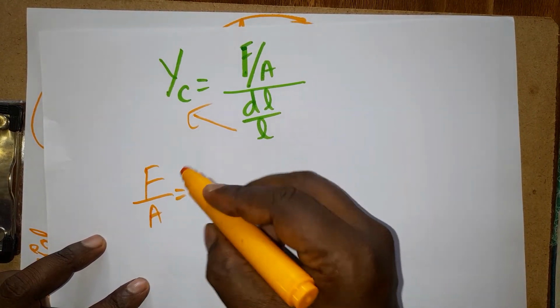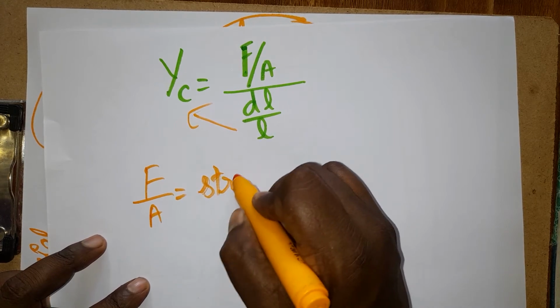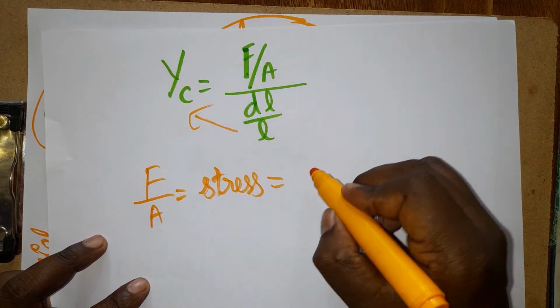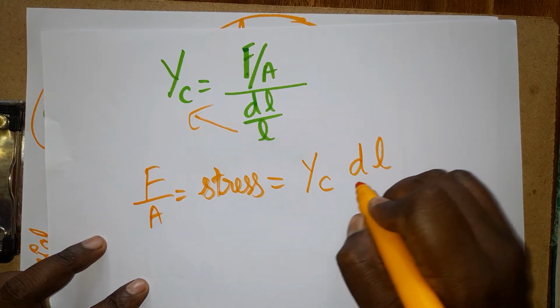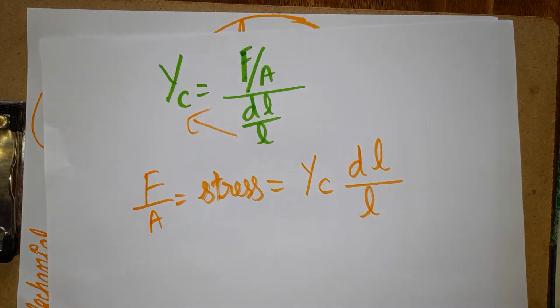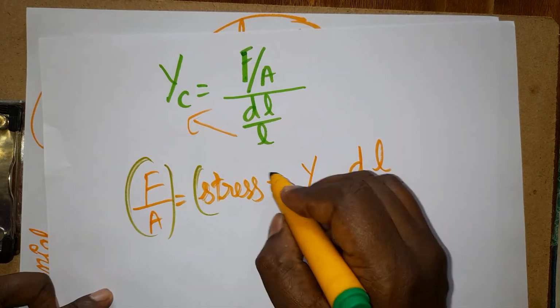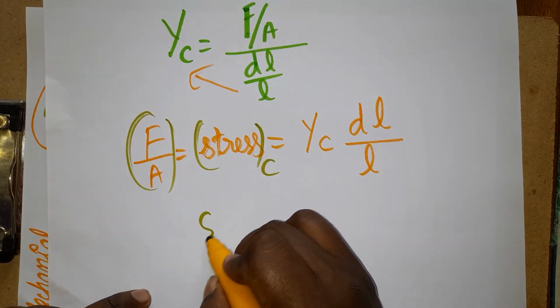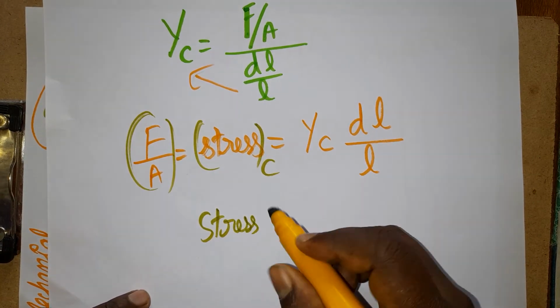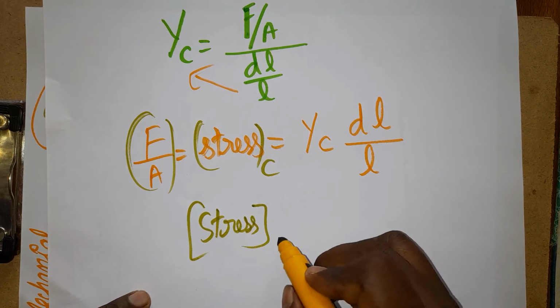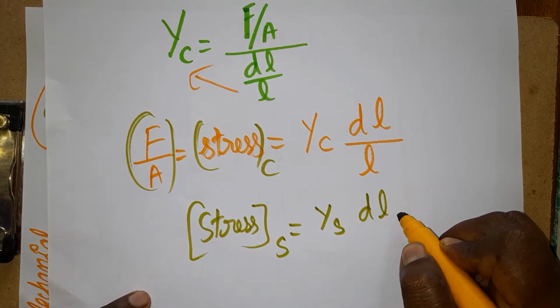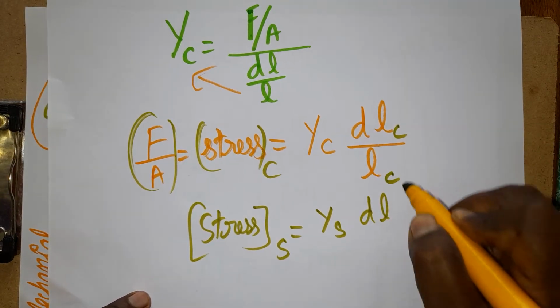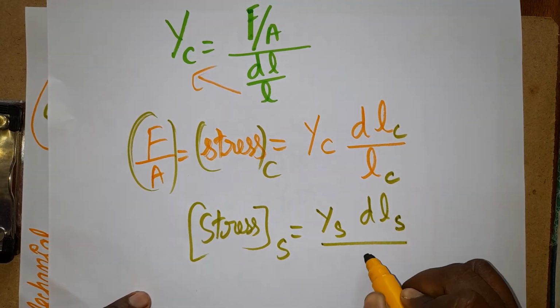The stress of the copper wire is equal to Young's modulus of copper wire times changing length by original length. This is what we get for the stress of the copper wire. For the steel wire, the stress is again force per unit area, and it is the same form: Ys times dl by l. This is for the copper wire, and this is for the steel wire.